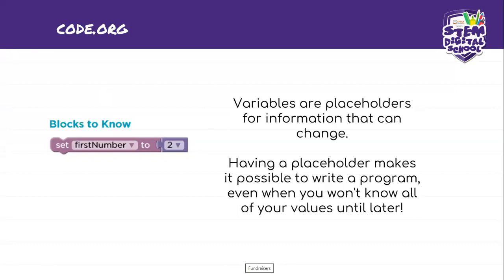Variables are placeholders for information that can change. Having a placeholder makes it possible to write a program even when you won't know all the values until later. So we can set maybe the distance between two points, we can set an age, we can set the size or anything we want. We can name this block anything we want.